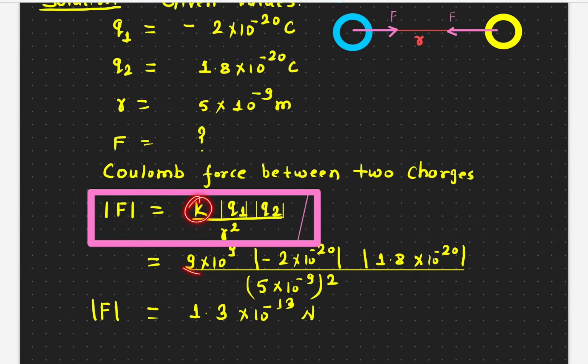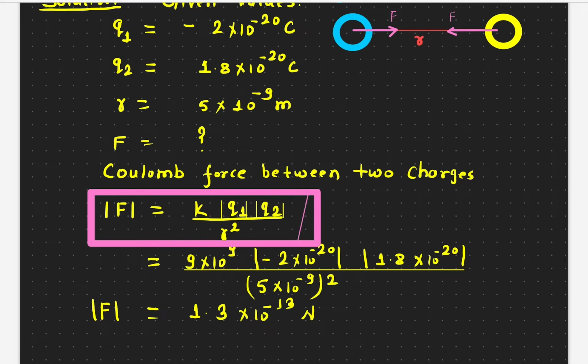All right, so let's plug in all the numbers here. K is 9 times 10 to the 9 because I already told you this is a constant. Q1 is given, and here we're only interested in calculating the magnitude of the charges. So simply take just the magnitude of Q1. So here's Q1, and I'm just taking the magnitude here. Q2 is 1.8 times 10 to the negative 20. And R is squared, so that's the R value. And that tells you the magnitude of the force between the two charges.